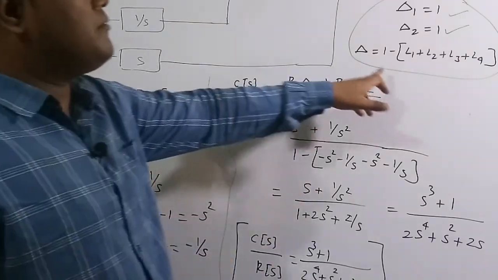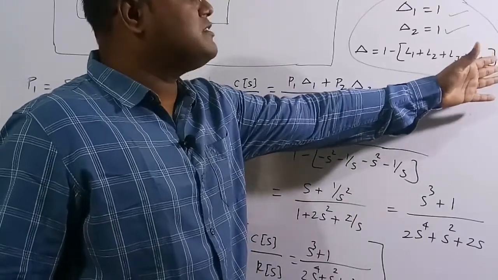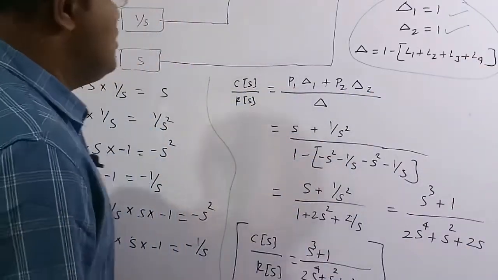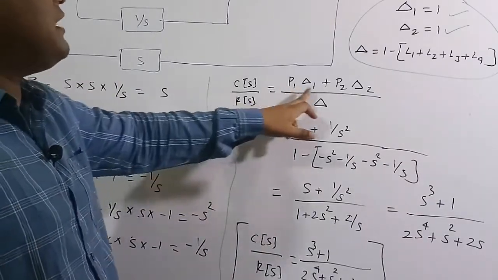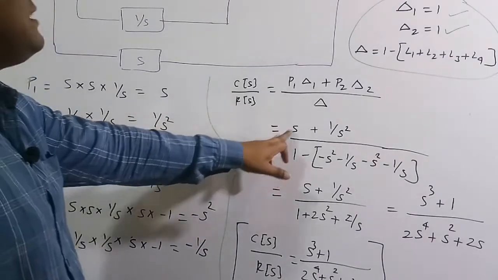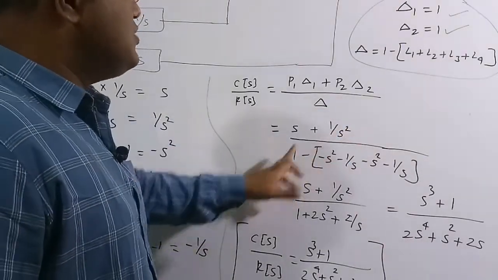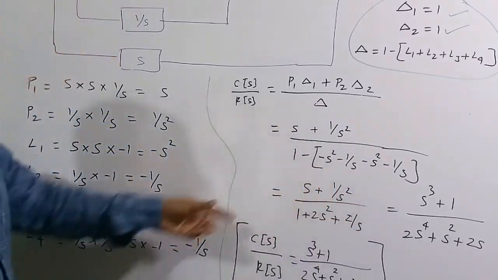Therefore delta is equal to 1 minus of L1 plus L2 plus L3 plus L4, because you can't write more than this since there are no non-touching loops. By using Mason's gain formula, C of S by R of S is equal to P1 delta 1 plus P2 delta 2 by delta. So substitute each and everything. P1 delta 1 plus P2 delta 2, divided by delta, where you substitute 1 minus all these loop gain values in this formula.